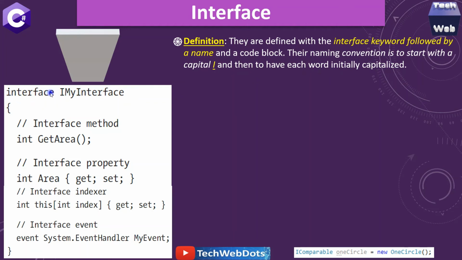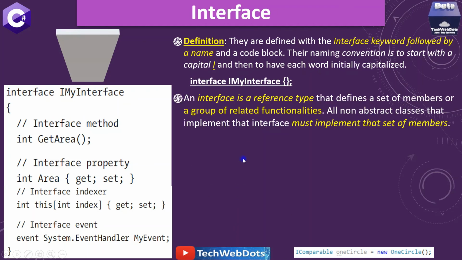You specify the interface keyword and you provide the name of your interface. In that, as well, you can see we are mentioning an interface method which is int getArea, an interface property which is integer type area with getter and setter, and you can create an indexer as well, and you can create an event as well. Okay, let's see a few more important points.